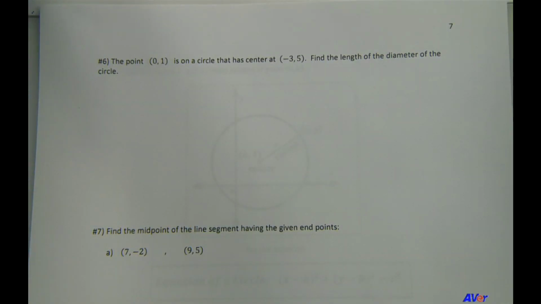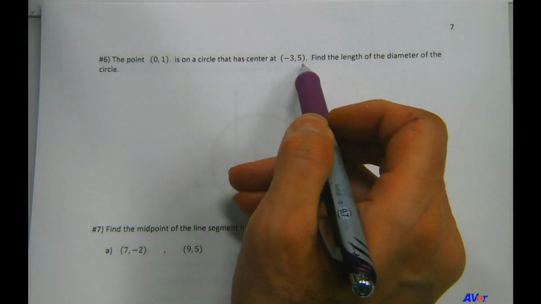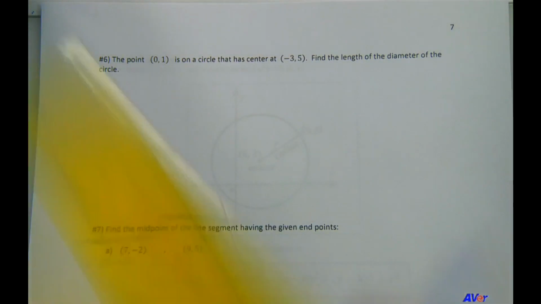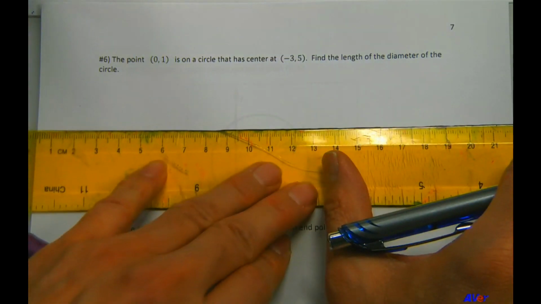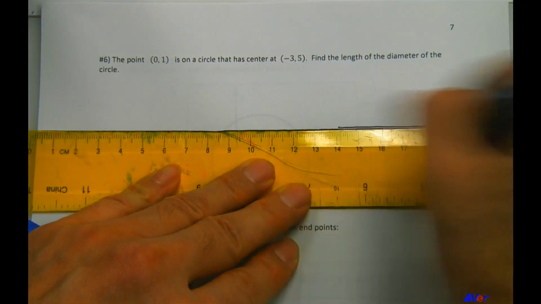Okay, now we have gotten to the circle. The point 0, 1 is on a circle that has center at this. Find the length of the diameter of the circle. So we've learned about the distance between 2 points on a straight line. Now we're being asked to apply that concept to a circle. Okay, let's get an idea of what this is talking about, right? So I'm going to draw a quick graph just to give us a pictorial idea of what we're doing here.